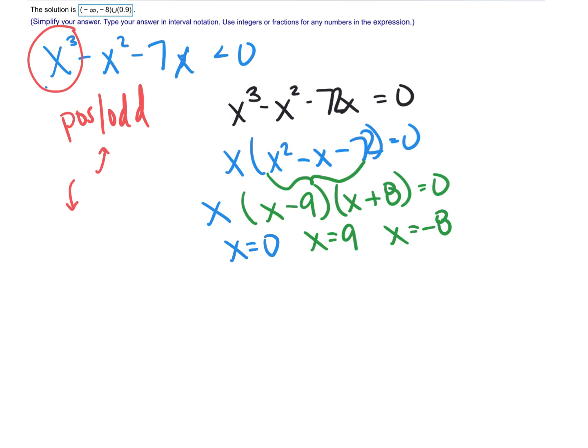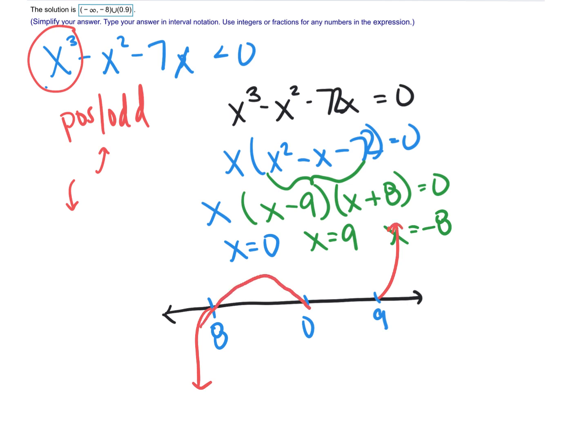What I do now is graph this equation on a number line. I'm going to put the zeros on my number line. My zeros are -8, 0, and 9. Remember from the leading coefficient, it's positive odd, so it starts down and finishes up like this. There are no repeating roots, so we're going to go through every root and turn like that.